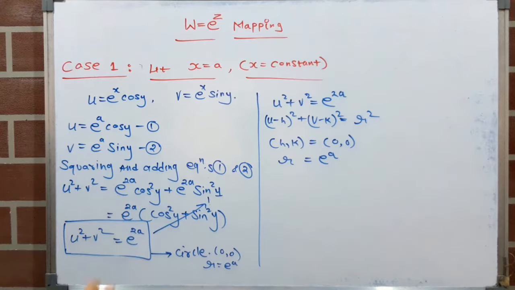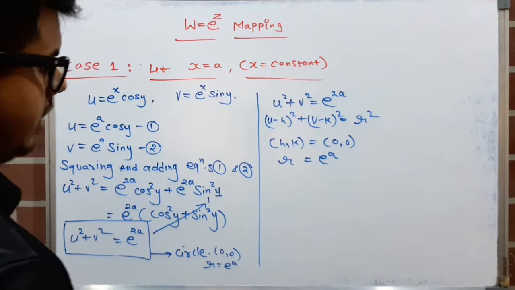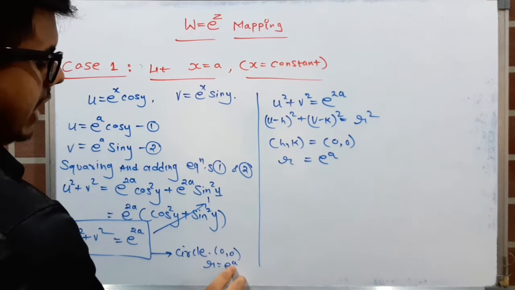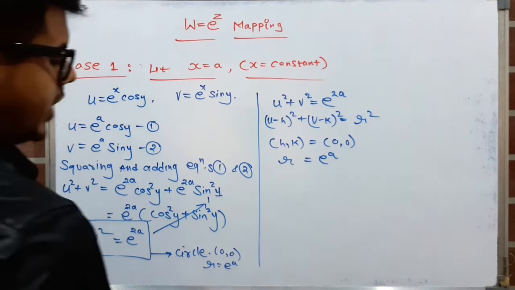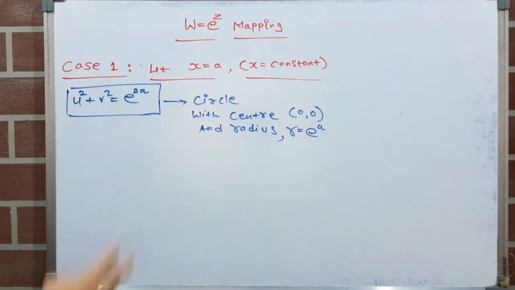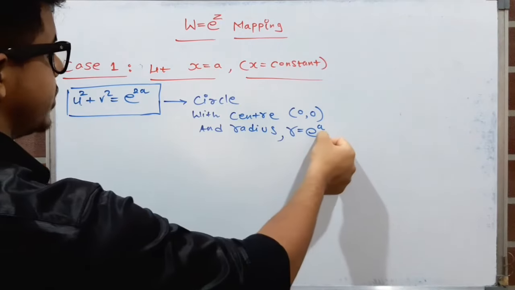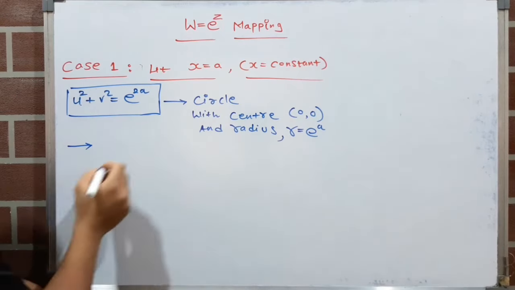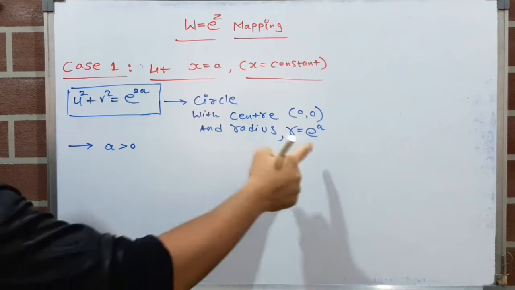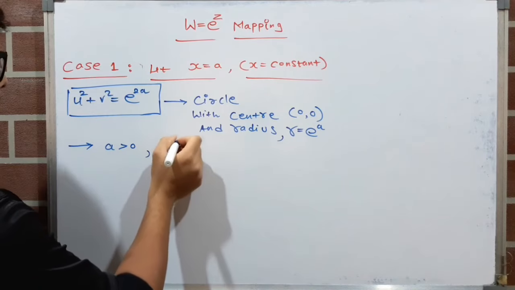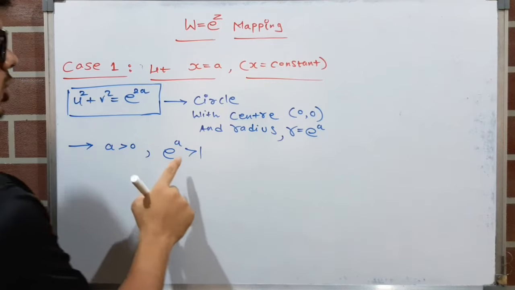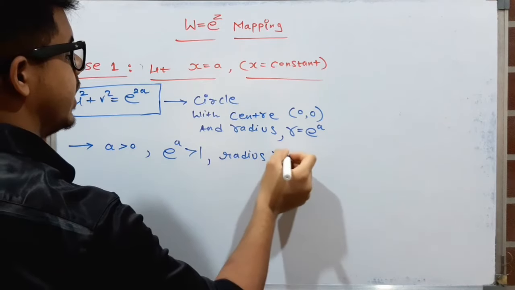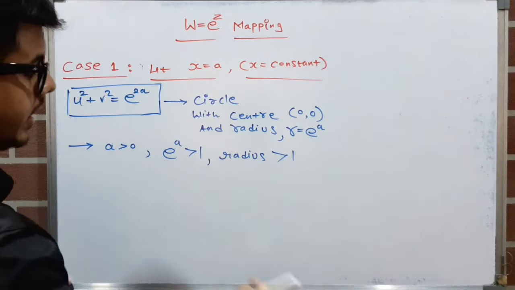Here the center is fixed, that is 0 comma 0, but the radius of the circle is different for different values of a. So we will see three different cases for a. The first case is when a is greater than 0. In that case e raised to a will definitely be greater than 1. So as e raised to a is greater than 1, the radius of the circle is also greater than 1.